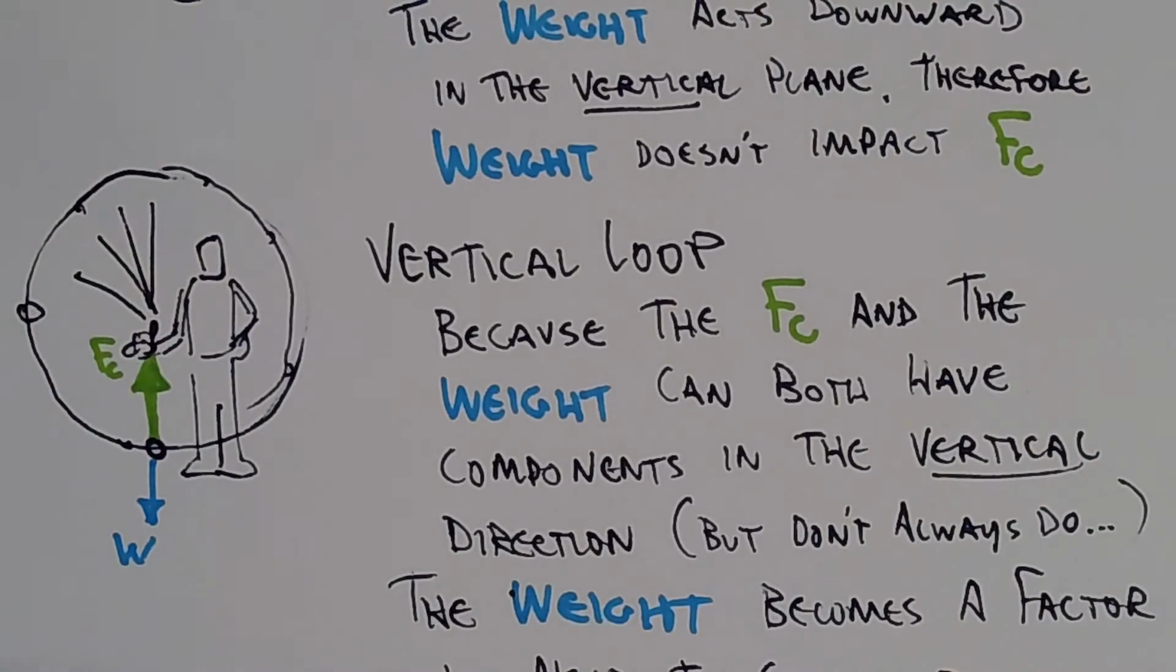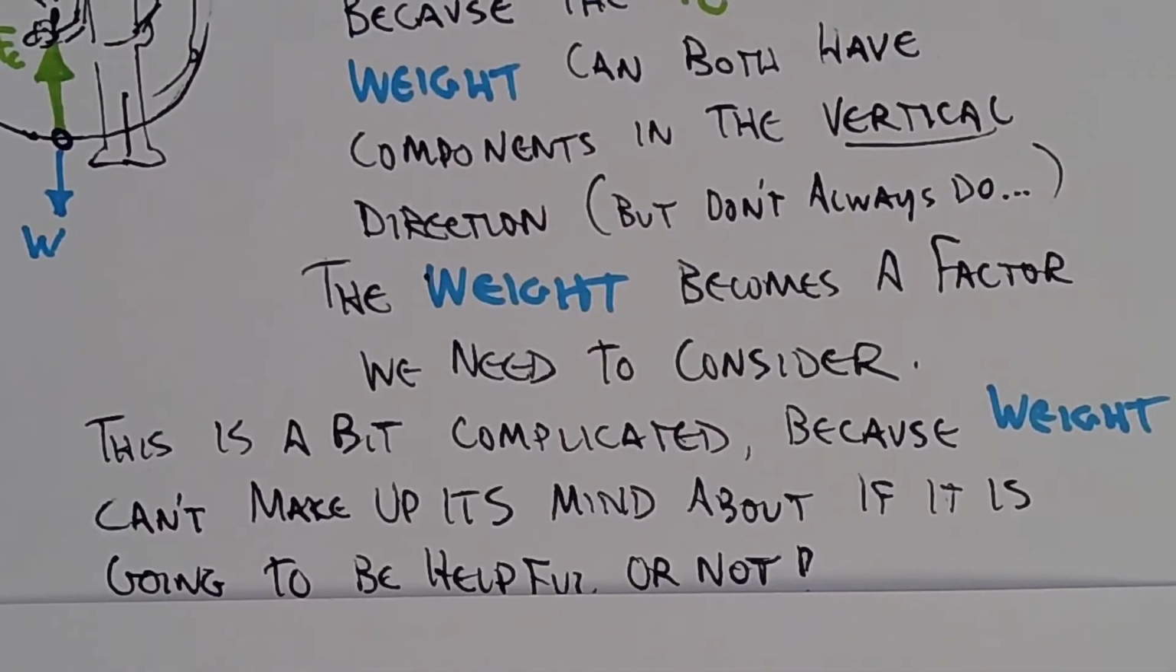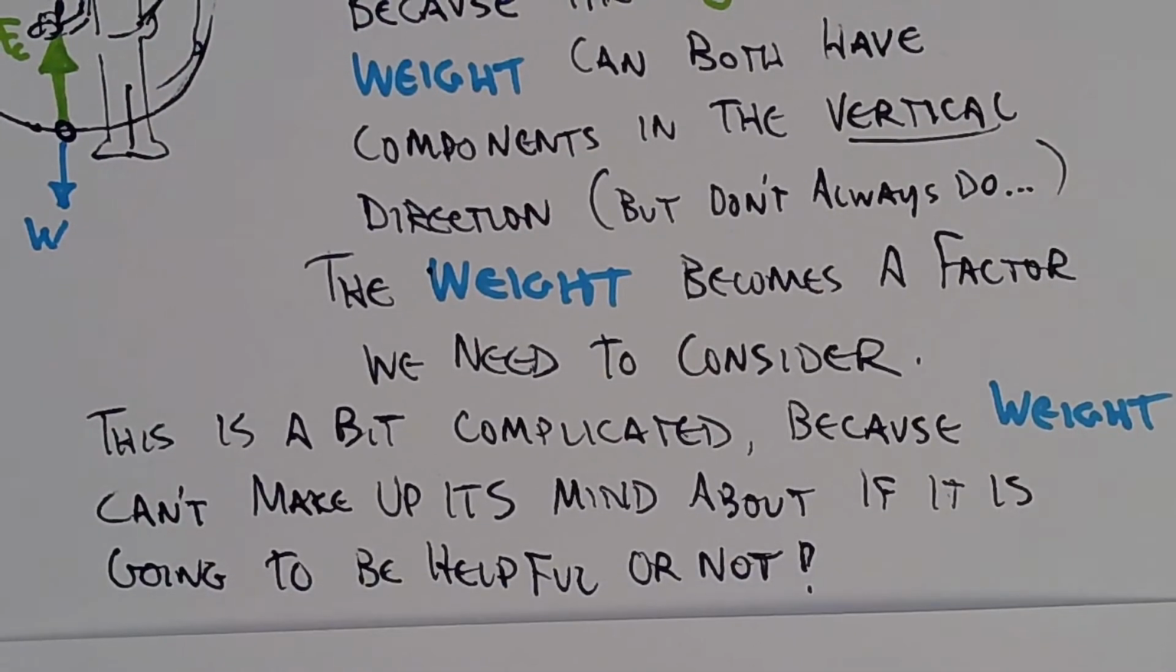Basically, the idea is that weight is something that sometimes is going to help you, and sometimes it's going to work against you. And we'll go into that in a little more detail in a second, but that's what makes the sensation of spinning around in a vertical loop a little more complicated because it's not consistent like a horizontal loop is.